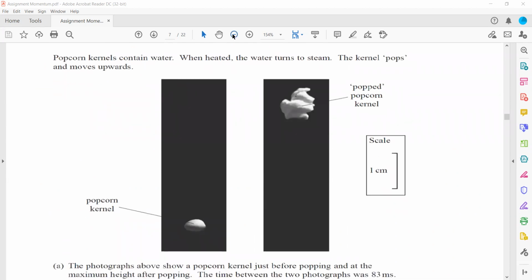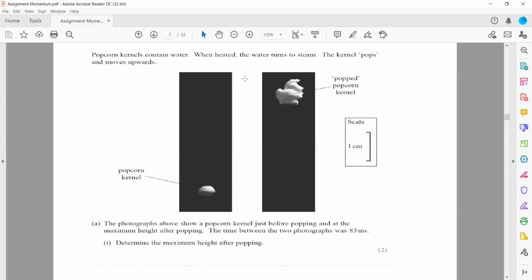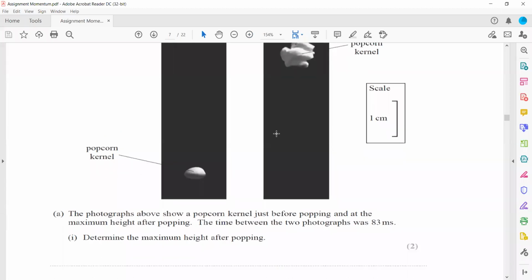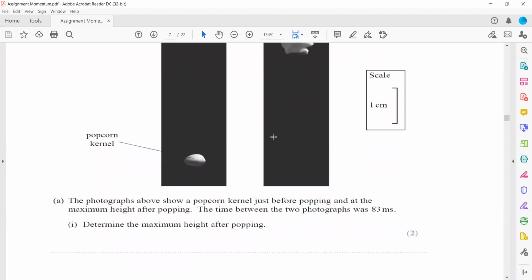In question 8, a popcorn kernel contains water. When heated, the water turns into steam and the kernel pops and moves upward. The photograph above shows a popcorn kernel just before popping and at maximum height after it pops. Determine the maximum height after the pop.